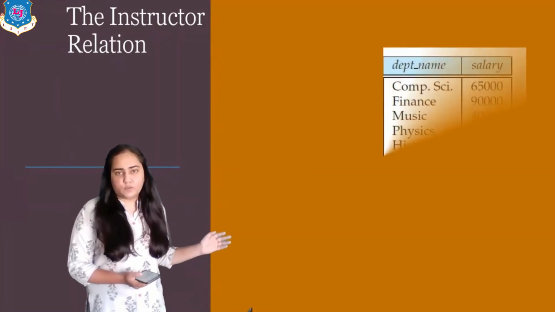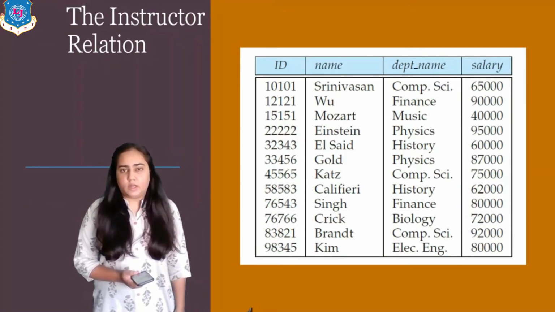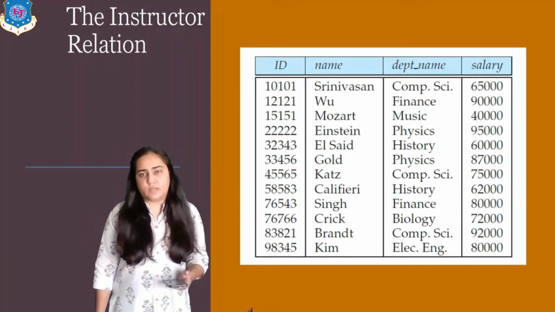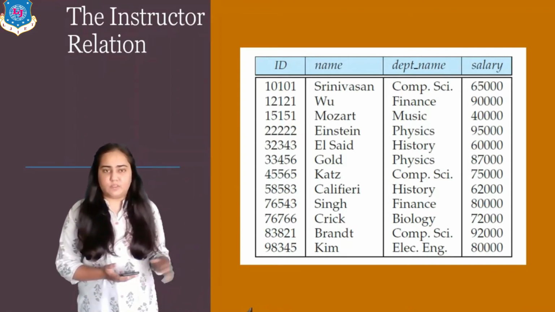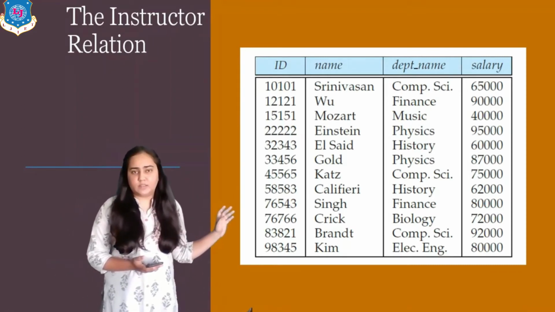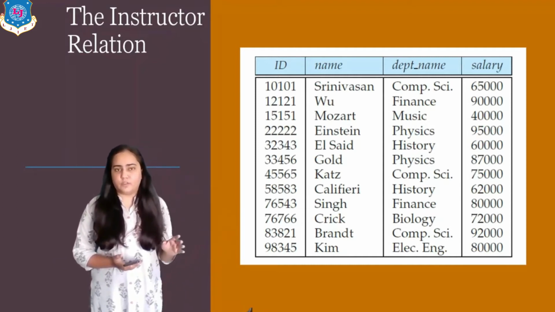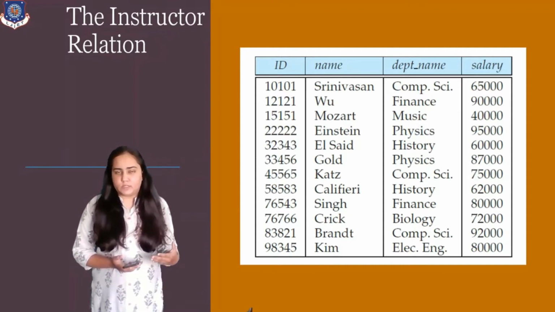Now consider this relation that you would see if you wrote a simple query saying select star from instructors. So it's a very simple relation. And if you write select star from instructors, then this is what you get. You will be getting simply the names of all the instructors in the form of a table with rows and columns. And that's very easy to see and very easy to understand.